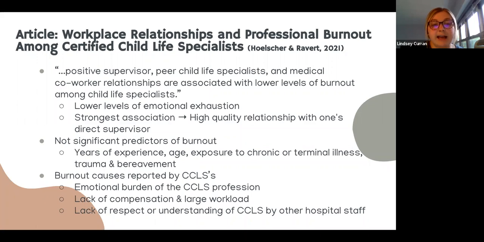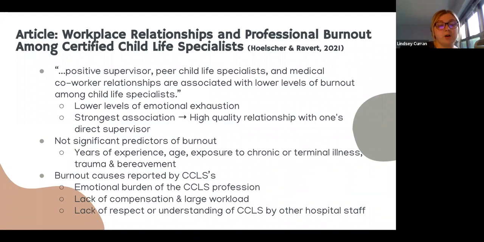Essentially that means they had lower levels of emotional exhaustion. They found that the strongest association with lower levels of burnout was a high quality relationship with one's direct supervisor, regardless of whether they were a CCLS or a non-CCLS. The research found that years of experience, age, and exposure to chronic illness, terminal illness and trauma were actually not significant predictors of burnout.